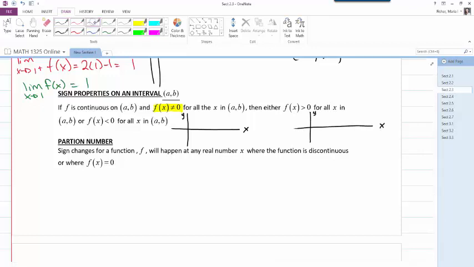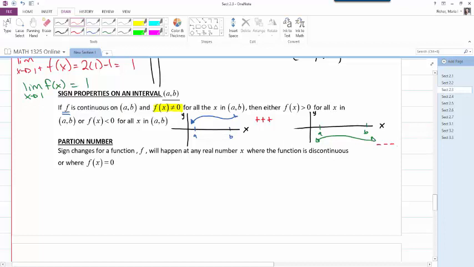So what this is saying is, if you've got some function that's continuous over some interval from a to b, and it's never equal to 0, which means it's never going to cross the x-axis, then the function is either always going to be above the x-axis, or that function will always be below the x-axis. If I'm above the x-axis, the y values here are always positive. And if I'm below the x-axis, the y values here are always negative.